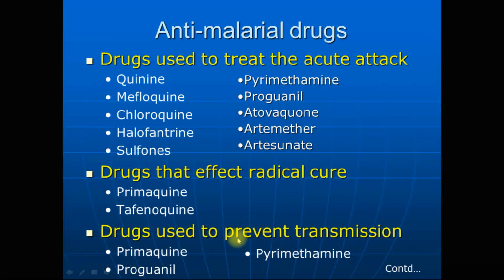Along with that, they also produce an action that also prevents the transmission, because they kill the differentiated form of your schizonts that will develop as a microgamete or a macrogamete. Okay, in that case primaquine is the most widely used drug for such a purpose.